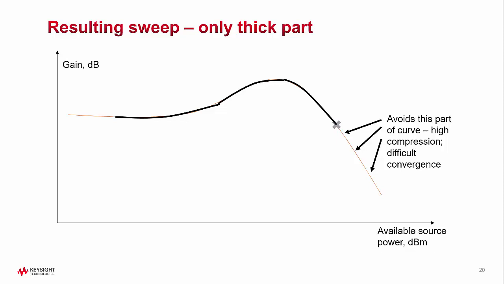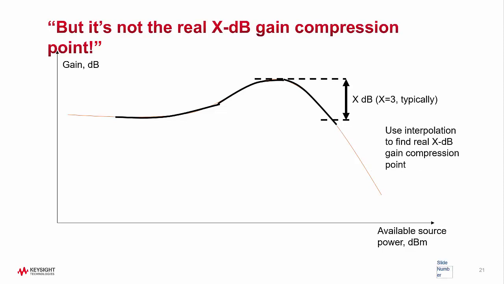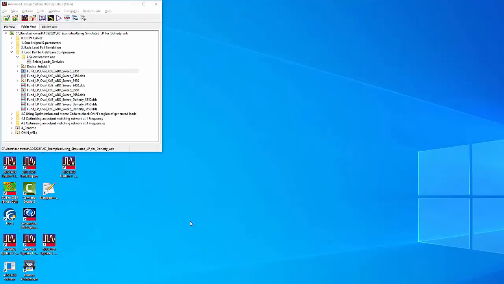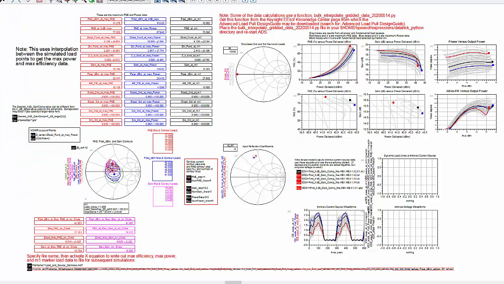In post-processing, we can interpolate the data to get various performance values at different levels of gain compression or output power. The load pull simulations have been run at 3 different source frequencies, although more or fewer frequencies could be simulated. This shows one of the data displays.